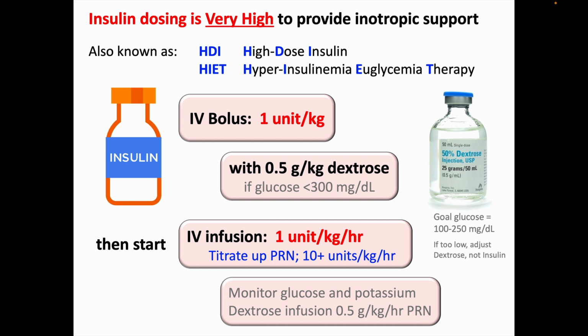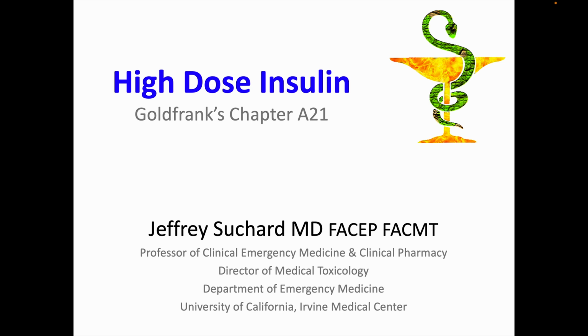This is going to require close coordination and communication between the pharmacy, nursing staff, and the ordering physicians, since it's so far out of the ordinary. There are more details about dosing in the textbook chapter, in particular about how and when you taper off the insulin, and you can check this out if and when you're interested.